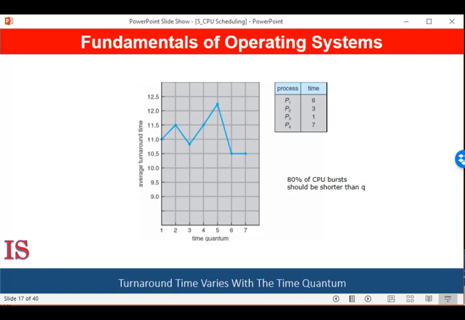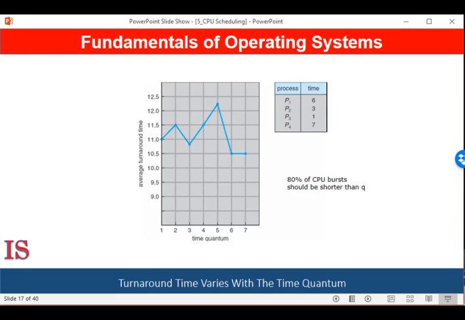Turnaround time also depends on the size of the time quantum. As we can see in this figure, the average turnaround time of a set of processes does not necessarily improve as the time quantum size increases. In general, the average turnaround time can be improved if most processes finish their next CPU burst in a single time quantum. For example, given 3 processes of 10 time units each and a quantum of 1 time unit, the average turnaround time is 29. If the time quantum is 10, however, the average turnaround time drops to 20.